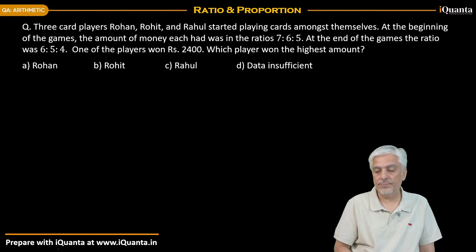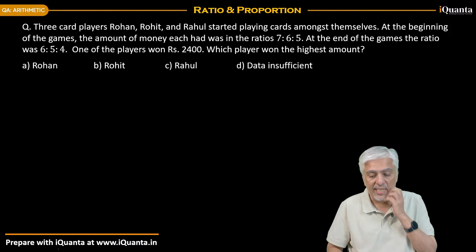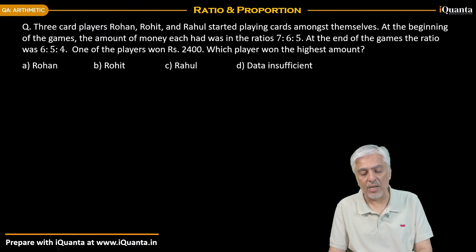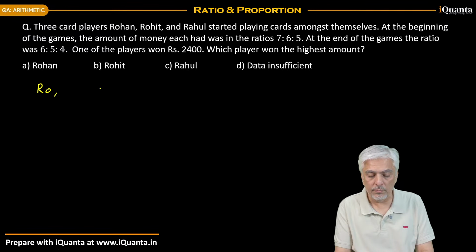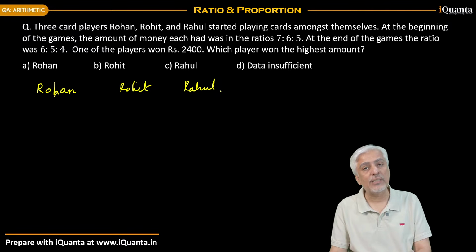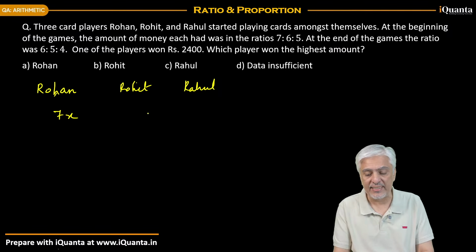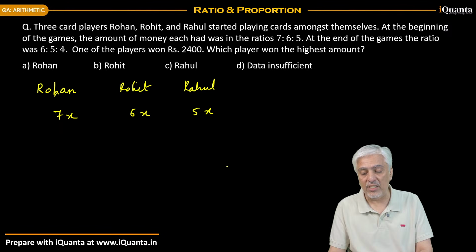Let's read. Three card players, Rohan, Rohit and Rahul start playing cards among themselves. At the beginning of the game, the amount of money each had was 7 is to 6 is to 5. So let's suppose at the start Rohan has 7x, Rohit 6x and Rahul 5x. At the end of the game, the ratio of the money between them was 6-5-4.